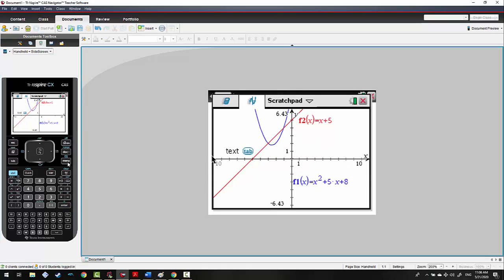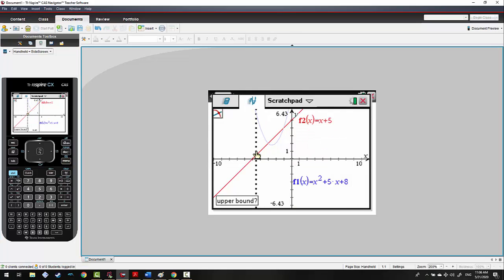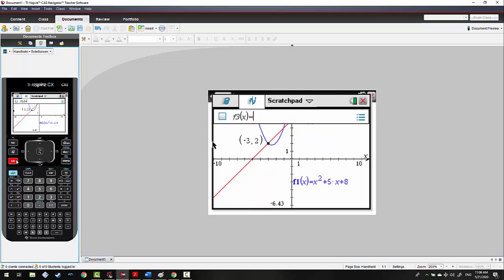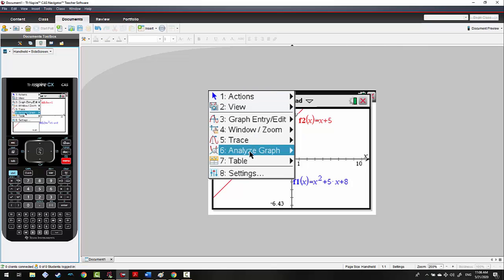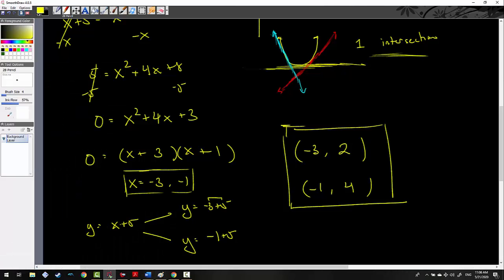And I'll go and do my normal calculation operation. So analyze graph intersection, reasonable suspicion, boom, negative 3, 2. I think we're good there. And then, oops, not that, menu. Analyze graph intersection, lower bound, upper bound, negative 1, 4. I believe that was our answers. And there we have it.